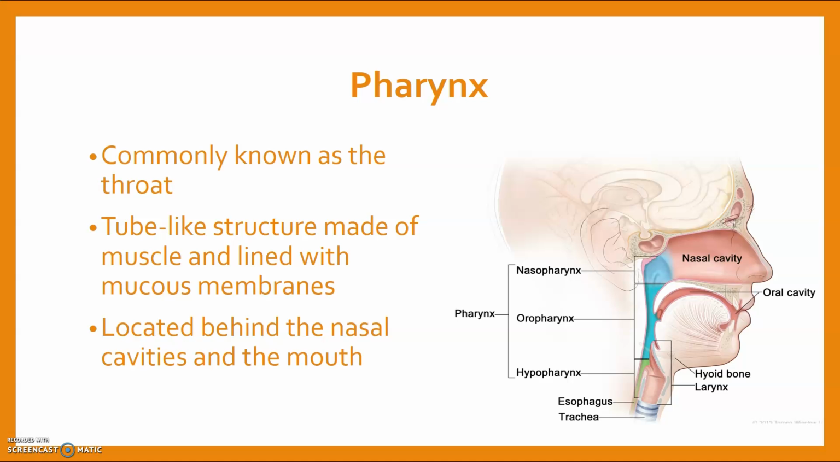The pharynx is the scientific term for the throat, and this is a tube-like structure that's made of muscle and also lined with a mucous membrane. The pharynx is located behind the nasal cavity and the mouth.